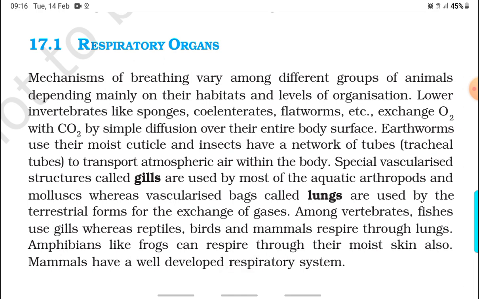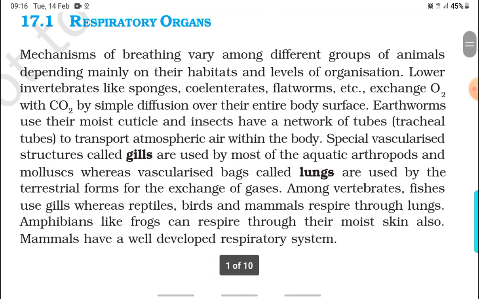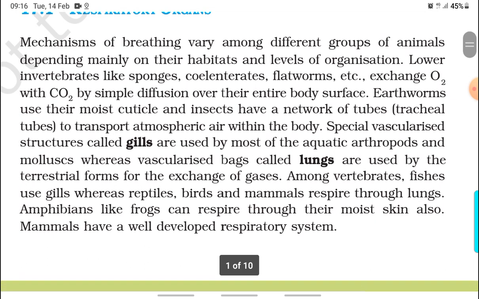Respiratory organs and mechanism of breathing vary among different groups of animals depending mainly on their habitats and level of organization. Lower invertebrates like sponges, coelenterates, flatworms, etc. exchange oxygen with carbon dioxide by simple diffusion over their entire body surface. Earthworms use their moist cuticle and insects have a network of tubes or tracheal tubes to transport atmospheric air within the body.